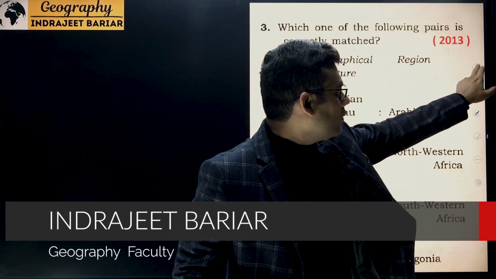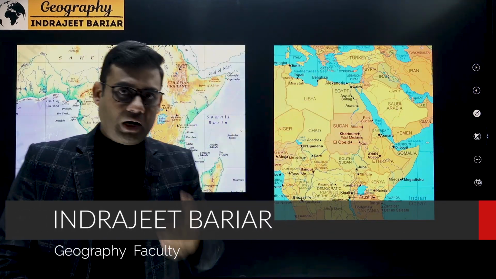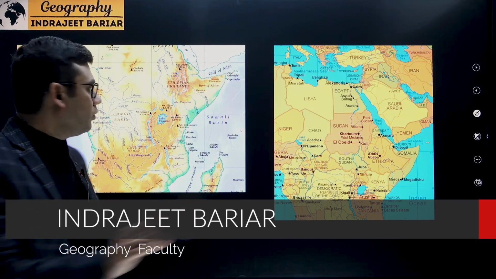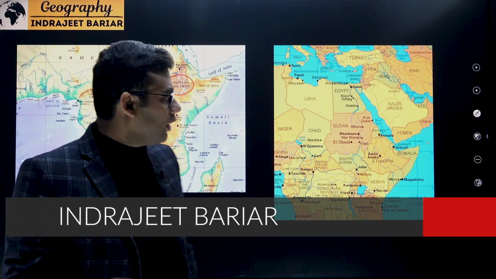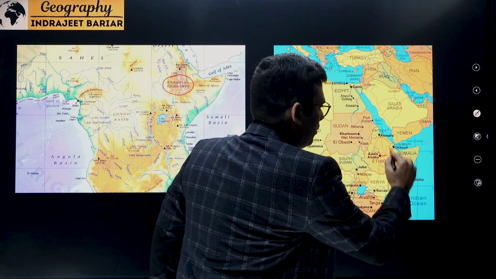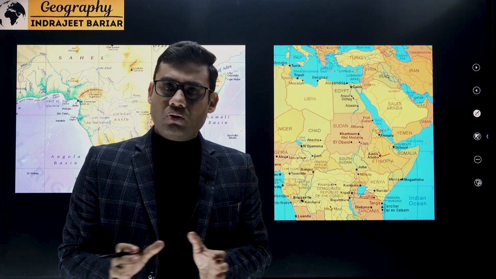The first one we are talking about is Abyssinian Plateau. The Abyssinian Plateau is also called as Ethiopian Highlands. And these Ethiopian highlands are spread over Ethiopia and Eritrea. Now, given their height and the large area that they cover, they are also called as roof of Africa. As far as formation is concerned, these are basaltic lava plateau.